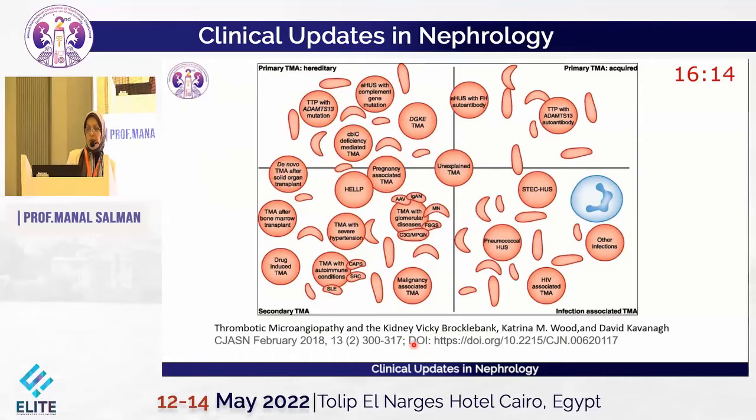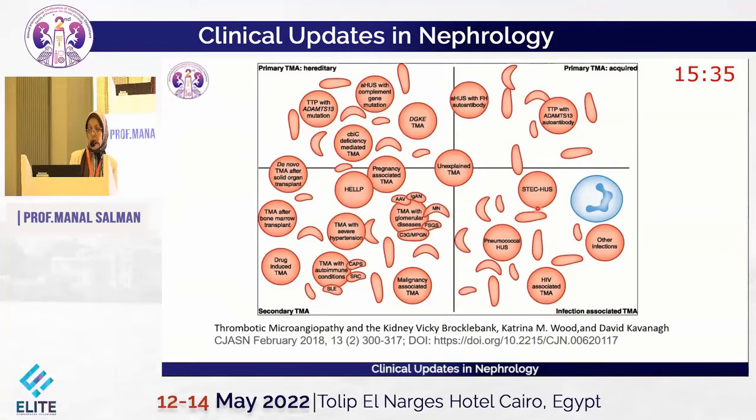TMA had a lot of different classifications before, and this was a classification assigned in 2018. It classified TMA into 4 main categories. The two upper categories are primary TMA, which may be hereditary due to mutation occurring in the ADAMTS13 gene in TTP, or in a complement gene mutation in atypical HUS. Or we have primary TMA acquired due to presence of autoantibodies to regulating factors for complement in atypical HUS or to ADAMTS13 in TTP.